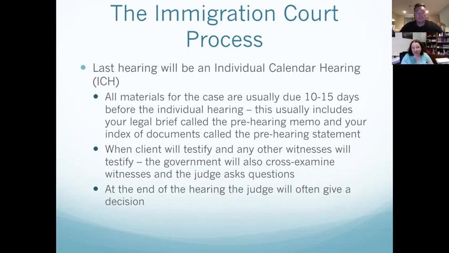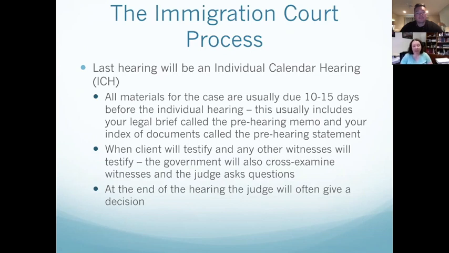Walking out of a master calendar hearing, you'll get an individual calendar hearing notice. It could be 5 months from now. It could be 3 years from now. I have some hearings in 2021. I have some hearings in 2019. I have a hearing in November that was just set last week. So it's really all over the place when you can get these individual hearings, but you will know at the end of that master calendar hearing when it is.